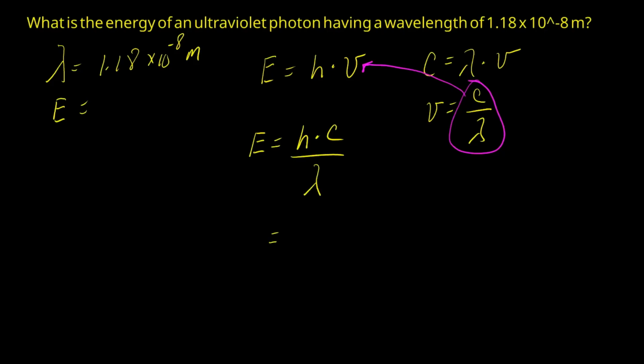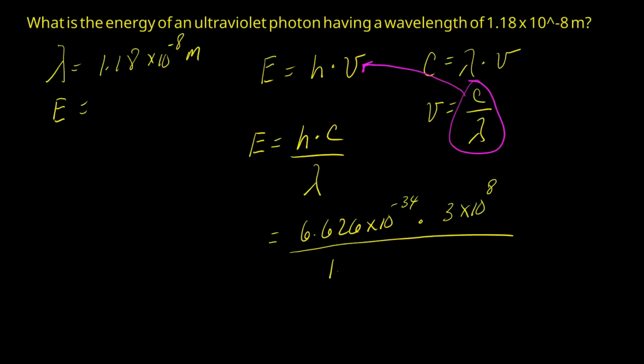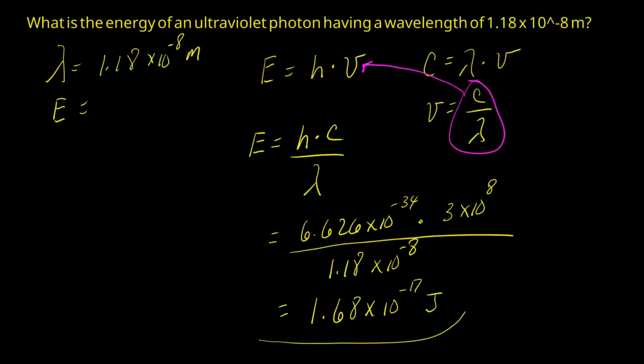The energy is going to be 6.626 times 10 to the negative 34th times 3 times 10 to the 8th divided by 1.18 times 10 to the negative 8 meters. So this should give us 1.68 times 10 to the negative 17 joules.